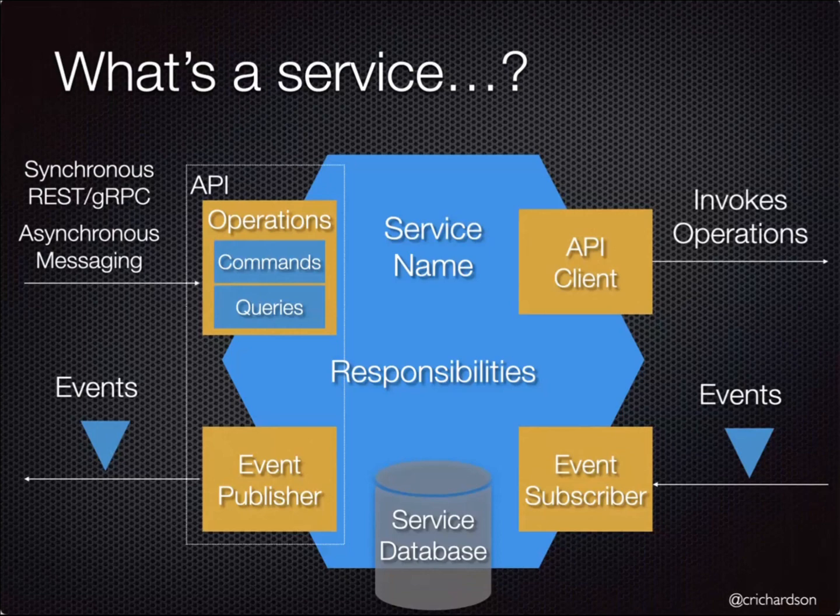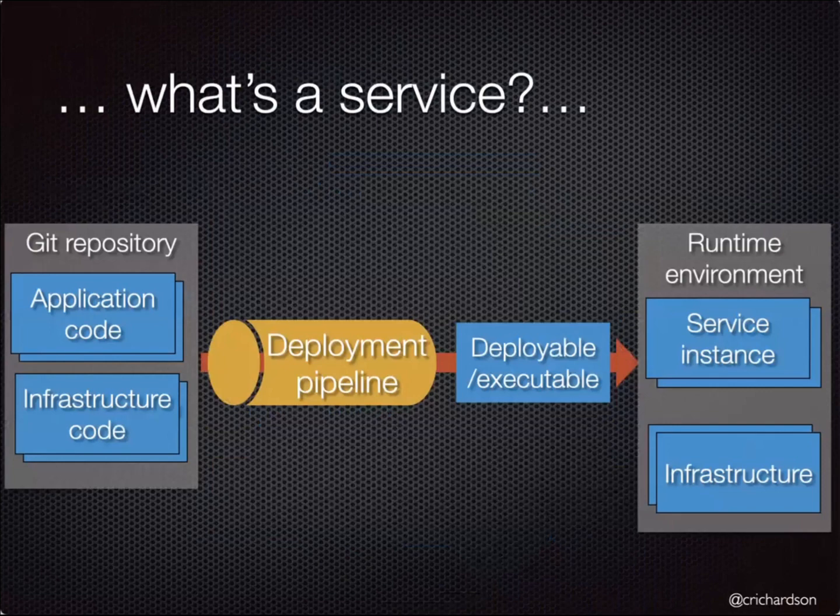Its API also can include events, and then it can collaborate with other services. So that's sort of one perspective on what a service is. Another perspective on what a service is that it's a bunch of code, application code, and then also infrastructure code such as Terraform or Kubernetes YAML that resides in a Git repository.